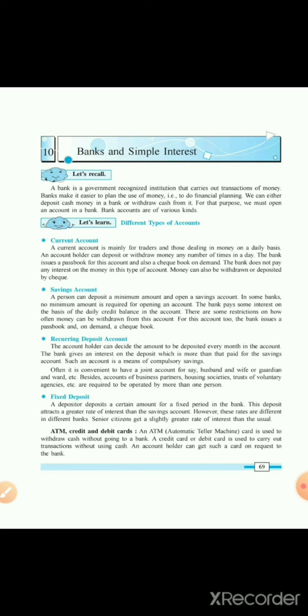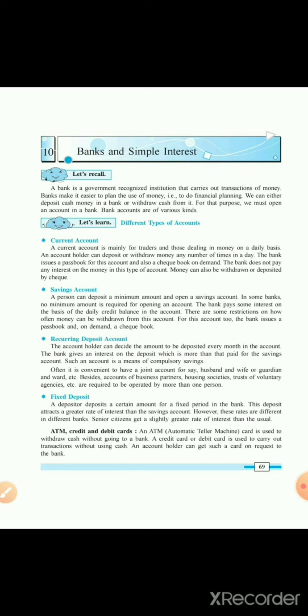So, these first two lines you can mark as a definition of a bank. Let me read it again. Now, what do you mean by a bank? A bank is a government recognized institution that carries out transactions of money. Banks make it easier to plan the use of money, that is, to do financial planning.